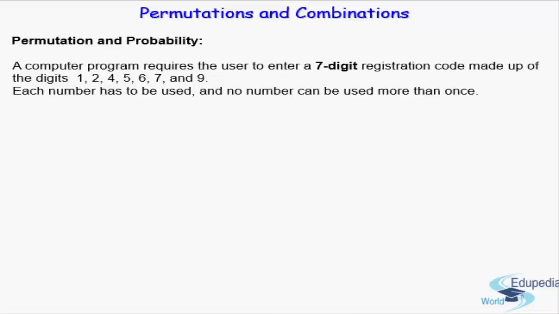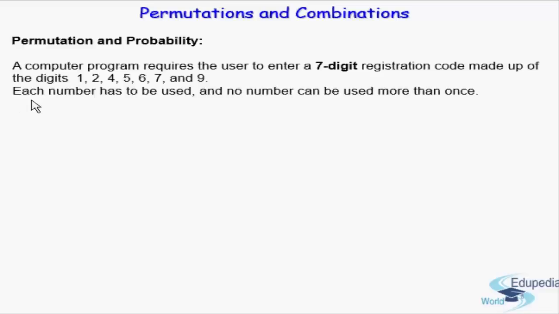Now let's look at another example to help you further understand permutation. This example says a computer program requires a user to enter a 7-digit registration code made up of the digits 1, 2, 4, 5, 6, 7 and 9. Each number has to be used, that is, you cannot skip a number, and no number can be used more than once. That basically means you need to have all 7 of these, because if you repeat any number, you're going to have 2 of those and then you're going to leave out 1.